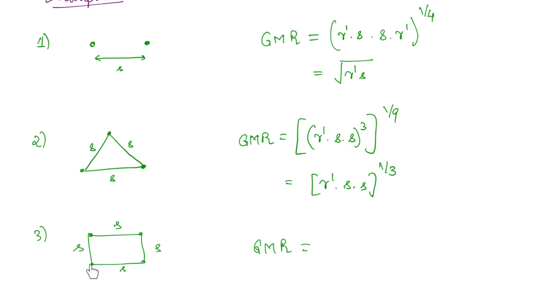How? The radius, the distance from this conductor S, to this conductor S, and to this conductor which is root 2 S. So this is going to be r dash into S into root 2 S, to the power 1 by 4, because there are 4 conductors. Okay, so this is how you can find out the GMR, the geometric mean radius, of bundled conductor arrangements.